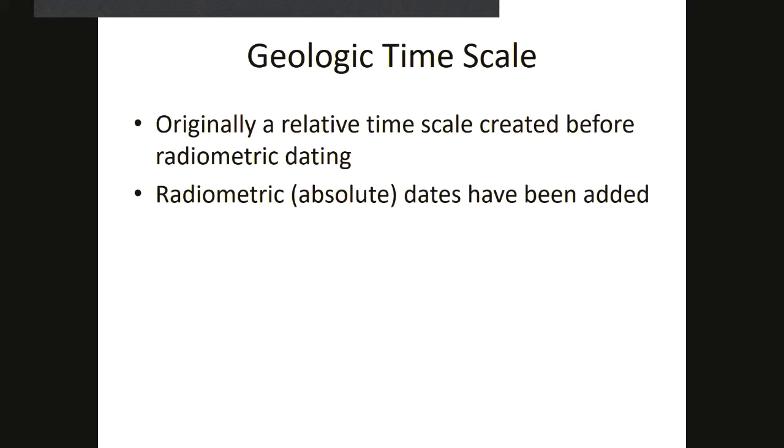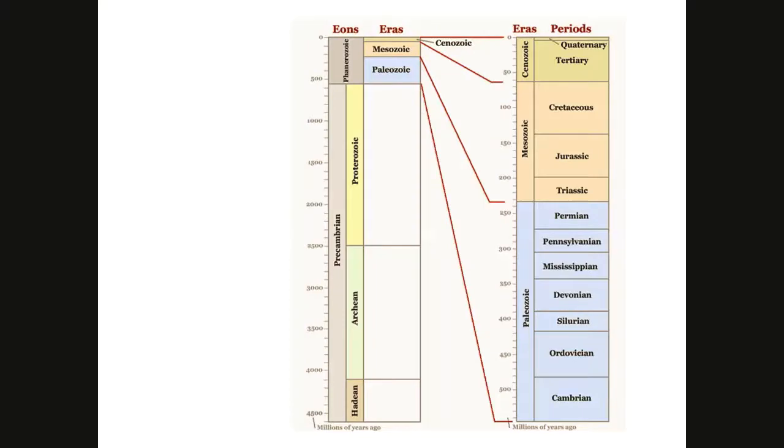So as I said, it was originally a relative timescale created before radiometric dating. And since then, radiometric or absolute dates have been added, and that's how we get to this timescale, which actually has numbers associated. We have the Precambrian and the Phanerozoic eons. The Precambrian is subdivided into three smaller eons: the Hadean, the Archean, and the Proterozoic. The Phanerozoic eon is separated into three eras: the Paleozoic, the Mesozoic, and the Cenozoic.